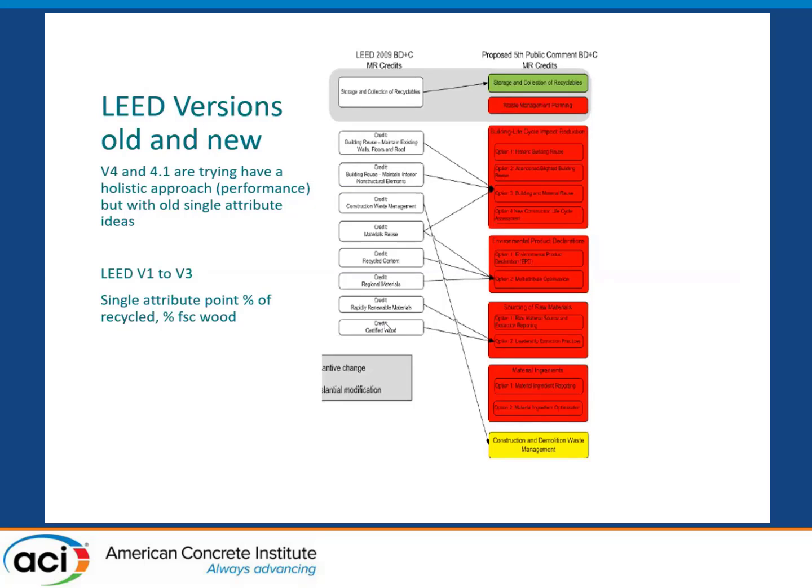Now we're going to go a little bit into LEED and go through some of the aspects of the old version of LEED versus the new version of LEED. We knew that under the LEED rating system before, a lot of the credits were single attribute credits. So for example, if you had an FSC wood, you got a point. If you had recycled content in there, you got a point. If it was a regional material, you got a point.